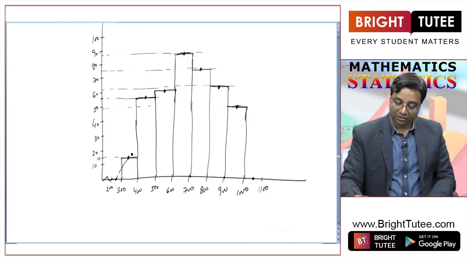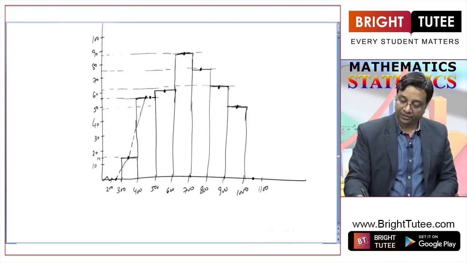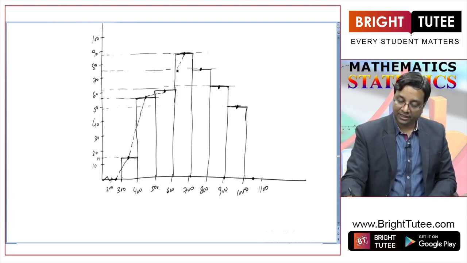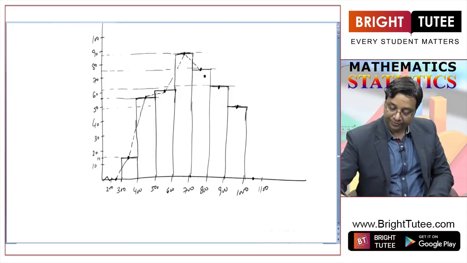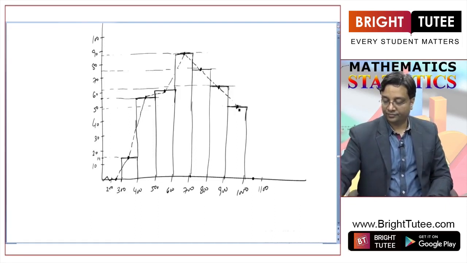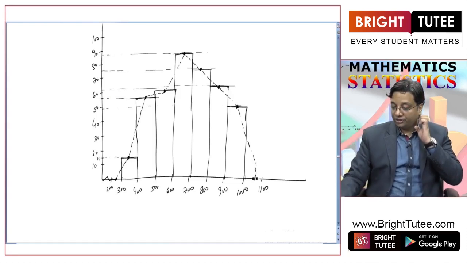Now we will join these to form a frequency polygon. We have to join these by straight lines, so you will use a scale to do this. Okay, so this is the corresponding frequency polygon.